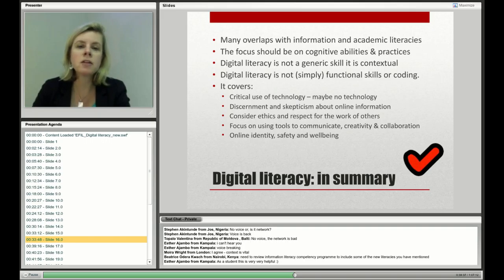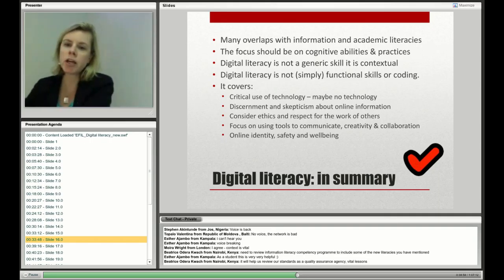And then the final aspect of digital literacy that I think is really core is the area around online identity: what is on the internet about you, what you'd like to have on the internet about you, how you take control of that, thinking about your safety and well-being as well. So that's a summary of digital literacy.